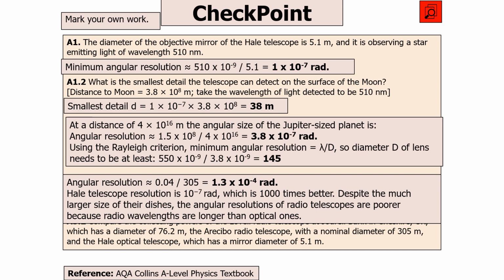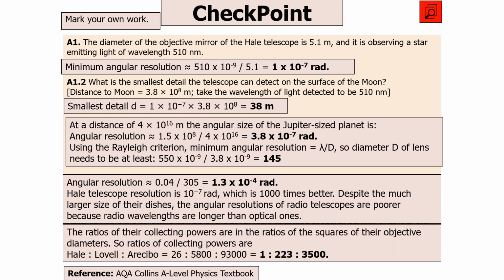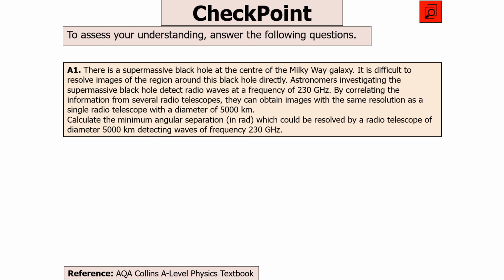And in the final one, remember what we've got to do, that the ratio of the collecting powers is the ratio of the squares of the objective diameters. So you would square all the different values, and you do each one like that to get 1 to 223 to 3500. The next question says, there's a supermassive black hole at the centre of the Milky Way galaxy.